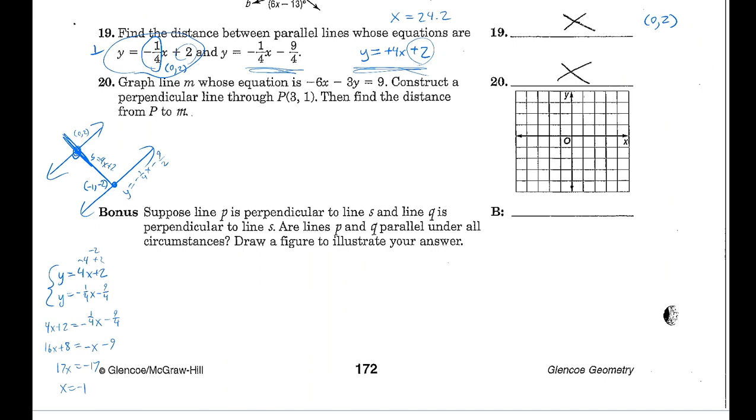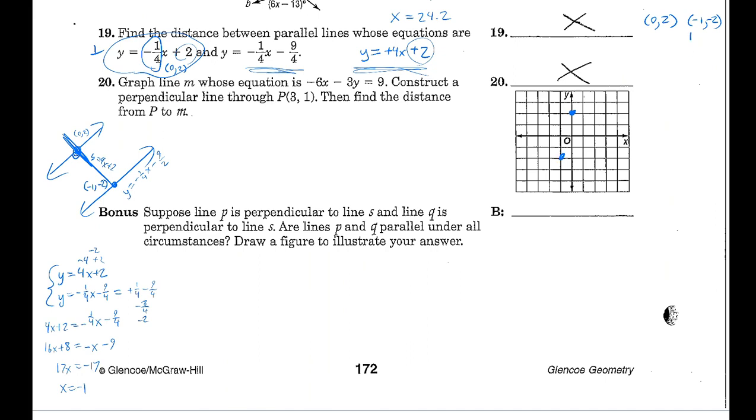I'm going to double check that it's on the other line. So if I plug negative 1 into this bottom one, I get negative 1/4 times negative 1, which is positive 1/4, and then minus 9/4 gives me negative 8/4, which is negative 2. Check. That point is on both lines. That's the point where they intersect. So the last part is, what's the distance between 0, 2, and negative 1 comma negative 2? Well, I could just use this graph down here really quick. So 0, 2 is right here. Negative 1, negative 2 is right here.